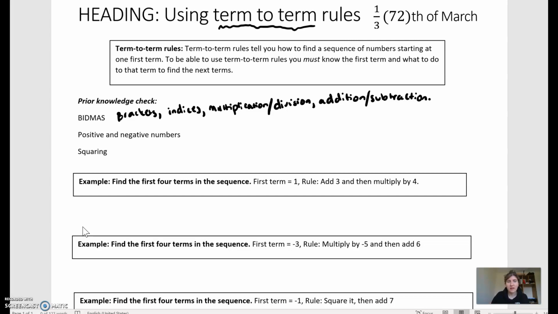Right. The second thing is, and this is really important for today, is using positive and negative numbers. So remembering our rules for positive and negative numbers. If you're multiplying a positive by another positive, your answer will be positive. If you're multiplying a positive by a negative, or vice versa, your answer will be negative. And if you multiply a negative by a negative, your answer will be positive.